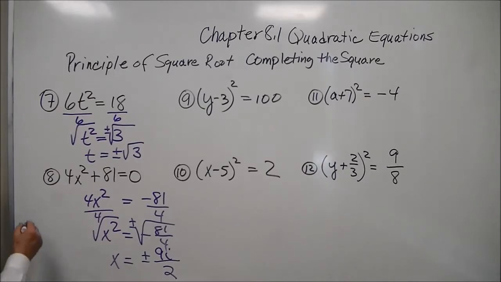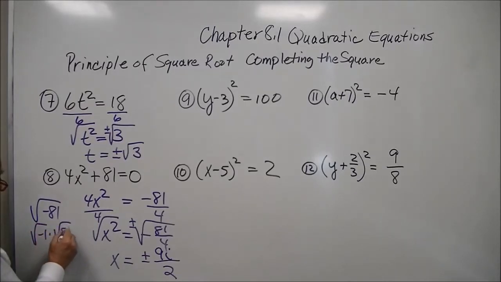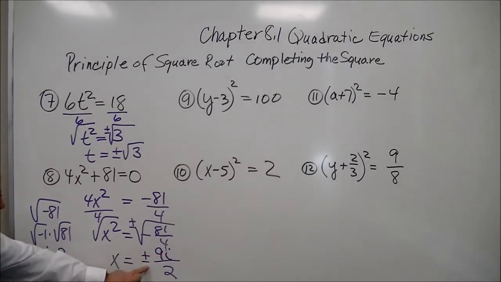And a quick review of that, we had the square root of negative 81. That was the square root of negative 1 times the square root of 81. And this is i times 9. And that's where I get the 9i from. And remember, there are two answers, a positive value of this and a negative.